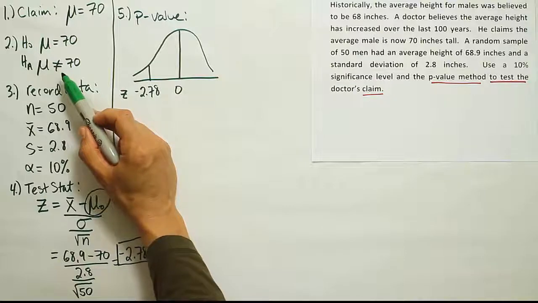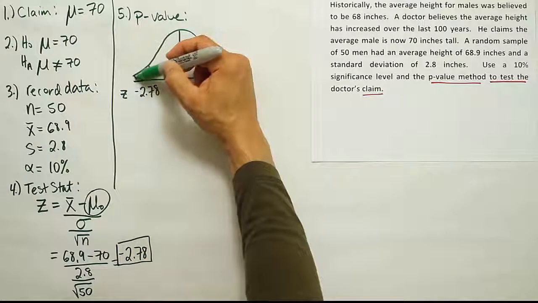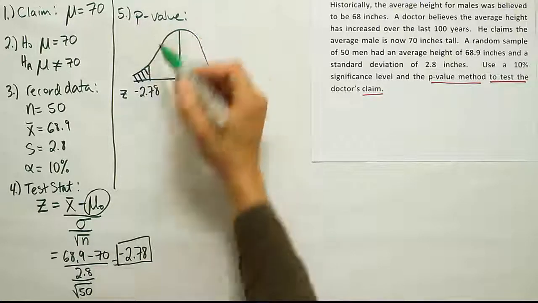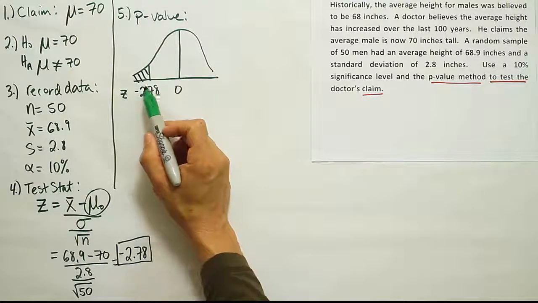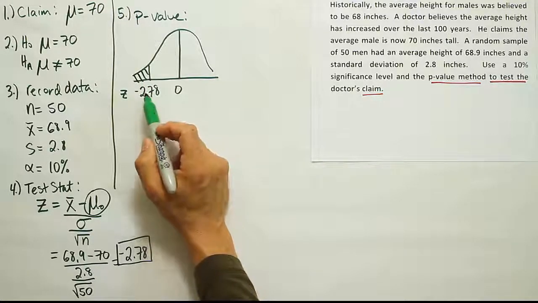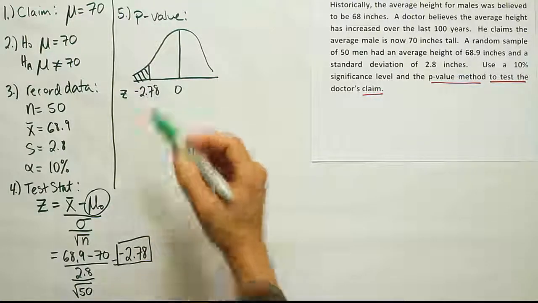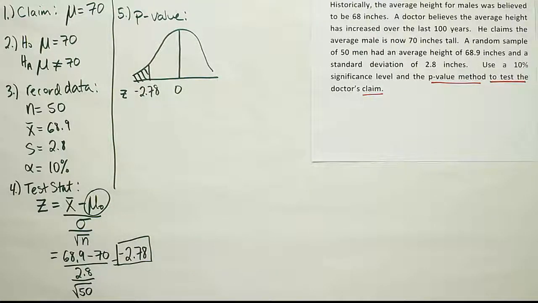If we're dealing with a two-tailed hypothesis test, the rule to calculate the p-value is to find the tail area after your test stat and then to double it. Because it's a two-tailed test, we will double the tail area that we find. Okay, so find the tail area by looking up 2.78 on the z table. So let's go to the z table now and look up our minus 2.78 on that table.